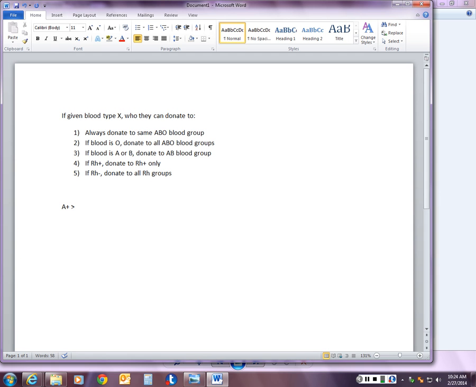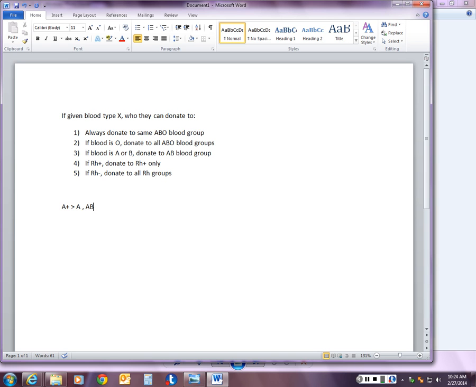If we follow rule number 1, it says we can give to the same ABO blood group, so we put A. Rule number 2 applies to blood type O, and this is not an O, so we don't concern ourselves with that. Rule 3 says that if the blood is A or B, we can donate to somebody who is type AB, so we also put down AB. That is the complete list of ABO groups, only A and AB, that a person who is A positive could donate to.